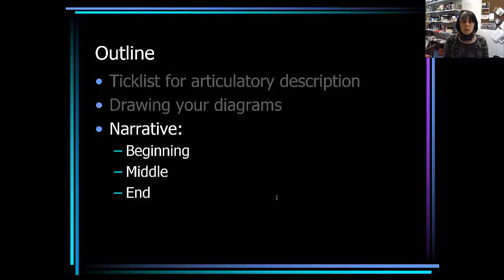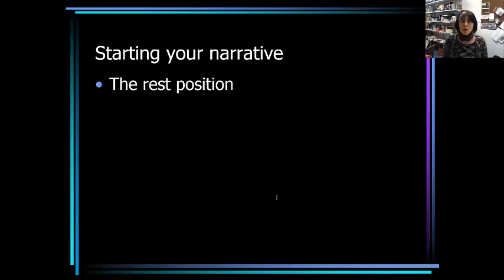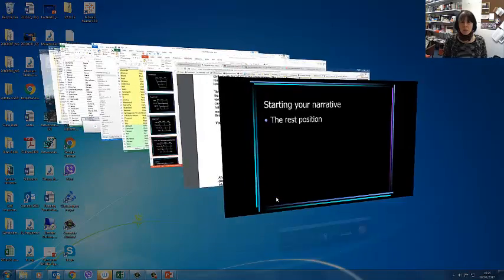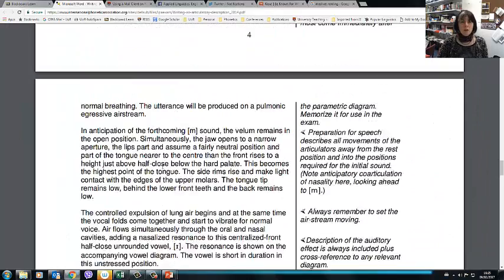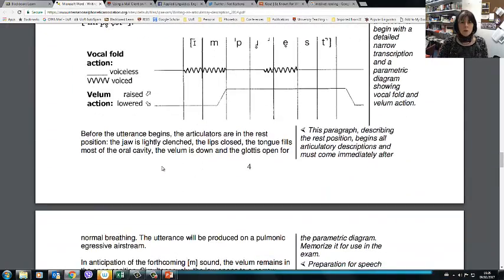So you've got your tick list, you've drawn your diagrams, and we're now going to look at the actual narrative. Narratives need a beginning, a middle and an end. No surprise there, and that's what we also need in our articulatory description. We always start the narrative of the articulatory description with the rest position. There is a particular form of words that we use for the rest position, and they are used here in this example from Patricia.